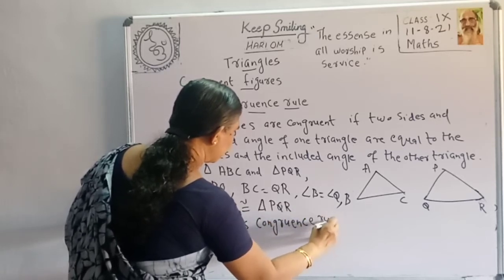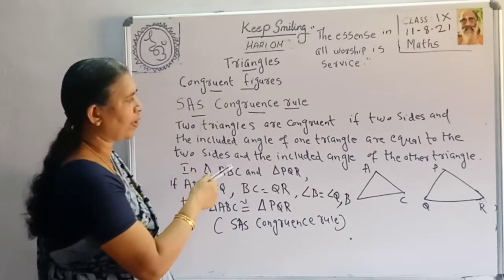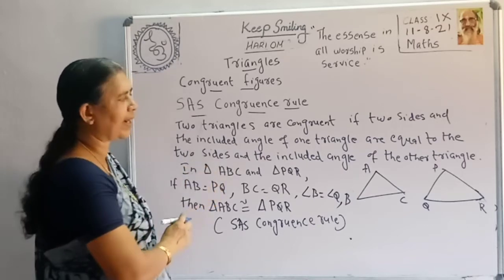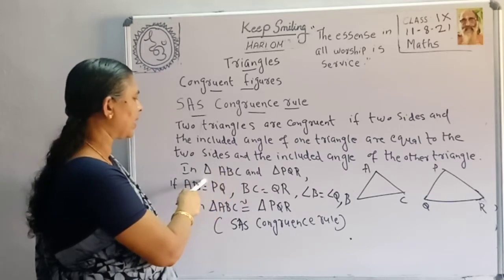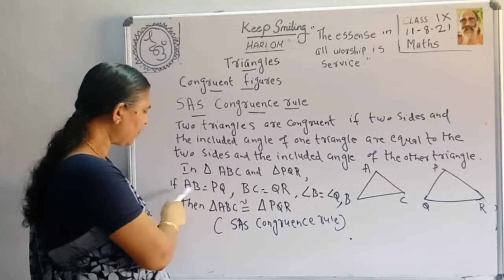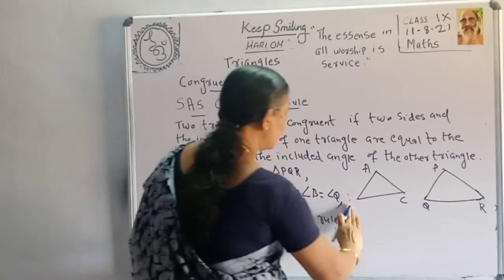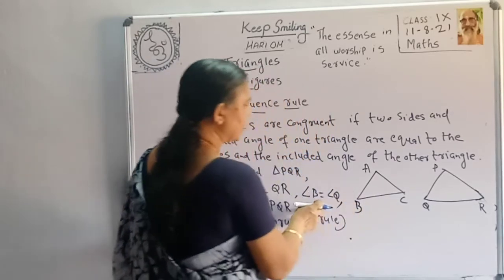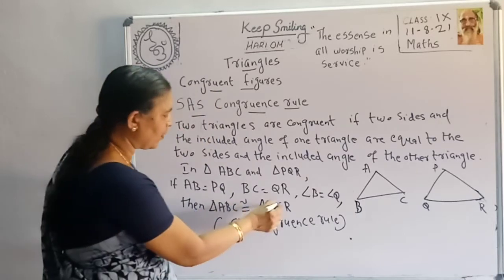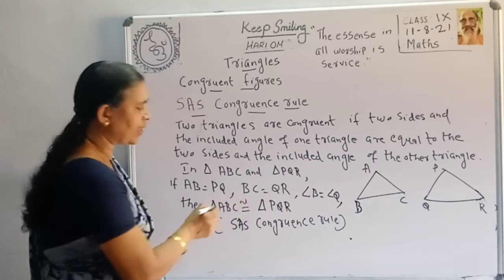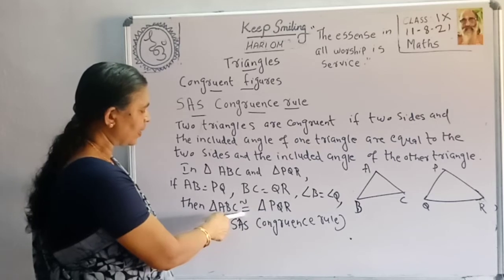So what is the SAS congruence rule? Two triangles are congruent if two sides and the included angle of one triangle are equal to the two sides and the included angle of the other triangle. That is, in triangle ABC and triangle PQR, if AB is equal to PQ, BC is equal to QR and angle B is equal to angle Q, then we can say that triangle ABC is congruent to triangle PQR. How will you read this? Triangle ABC is congruent to triangle PQR. This is the symbol for congruence.